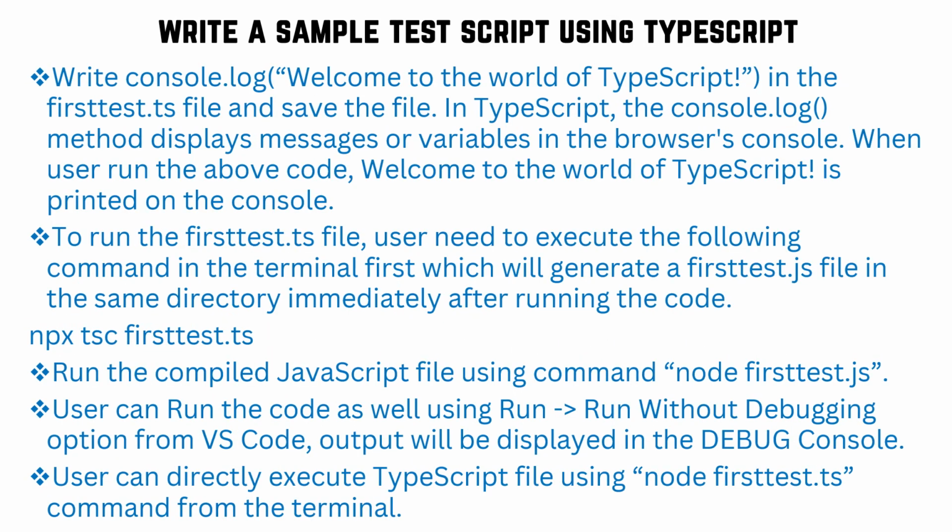After that you can write the code and run it with npx tsc filename.ts, which will first create the similar JavaScript file. Then you can run it as a JavaScript file with node filename.js, and you can also try to run node filename.ts as well. Apart from that, you can run the code using the run with debugger option.